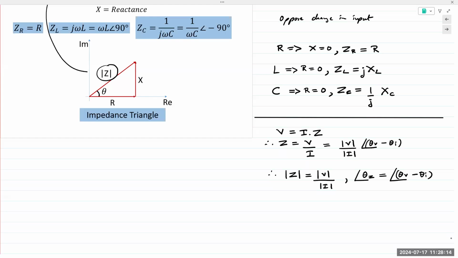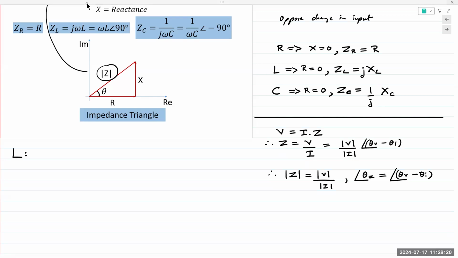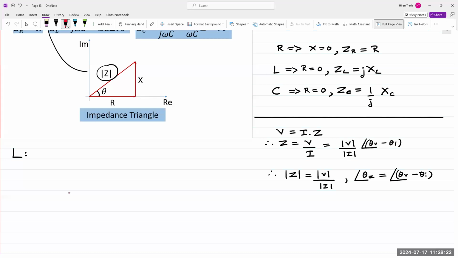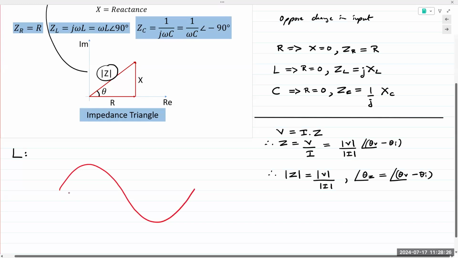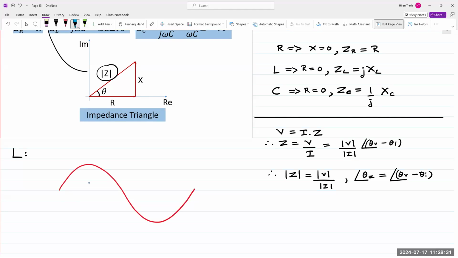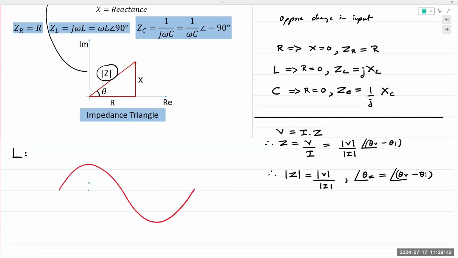Now, here's the thing. In an inductor, if we have a voltage, and let's say this is 90 degrees, for an inductor and a capacitor, there is a phase difference.